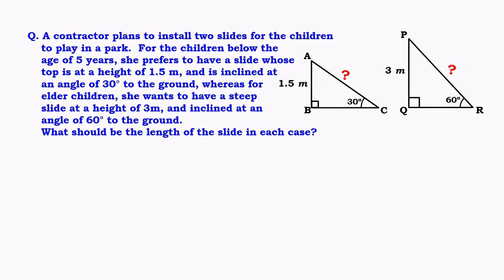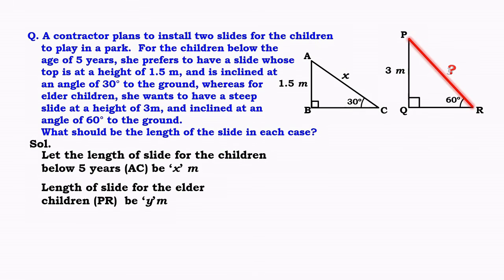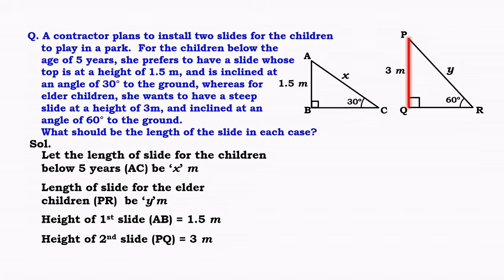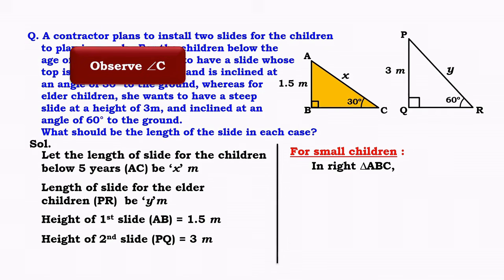Now, let us solve the first case. Let the length of the slide for the children below 5 years be represented by x meters. We are given that the height of the first slide is 1.5 meters. Now, observe the angle at the bottom of the slide. It is 30 degrees. With respect to this 30-degree angle, the opposite side is the height of the slide, which is 1.5 meters. The hypotenuse is the length of the slide, which is x meters.